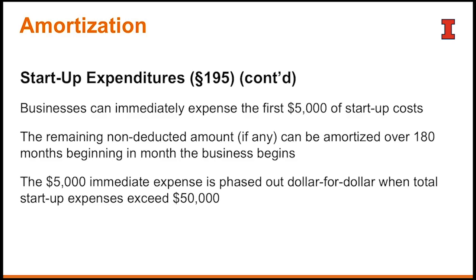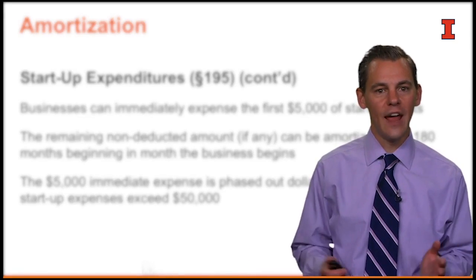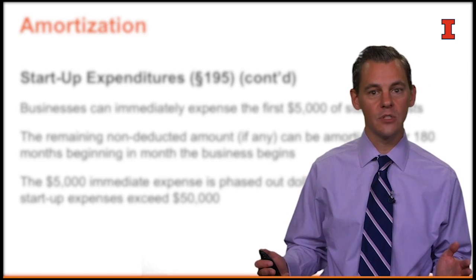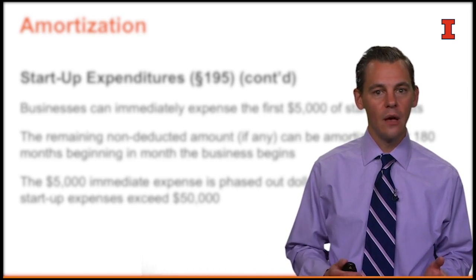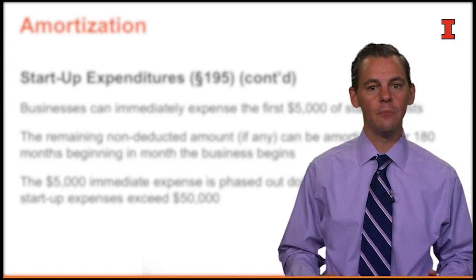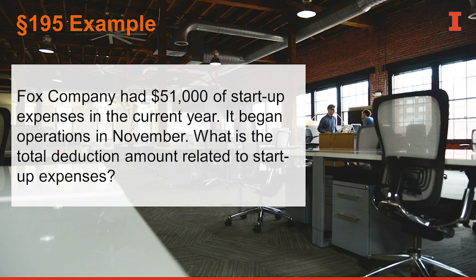The $5,000 immediate expense is phased out, or reduced dollar for dollar, when total startup expenses exceed $50,000. That is, for every dollar that the total startup expenses go over $50,000, that's $1 less of the $5,000 that can be immediately deducted. Here's an example.